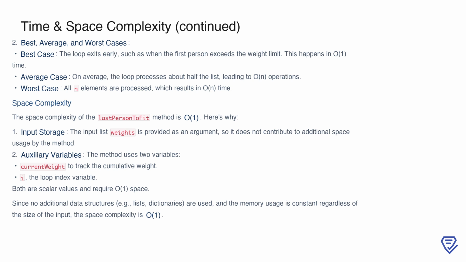Shifting to space complexity, the method is highly efficient with an O(1) space complexity. This is because it uses a constant amount of memory regardless of the input size. The input list weights is provided as an argument, so it doesn't count toward additional space. The method also uses only 2 auxiliary variables: current weight, which tracks the cumulative weight, and i, the loop index variable. Both of these are scalar values, requiring only O(1) space. Since no other data structures are used, the space complexity remains constant.